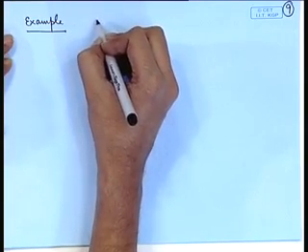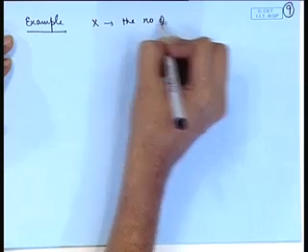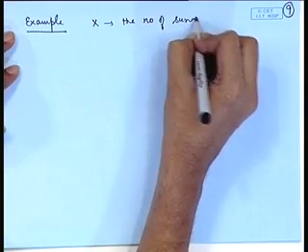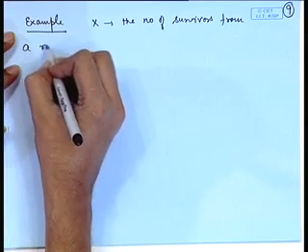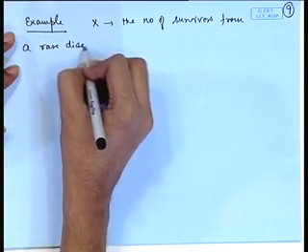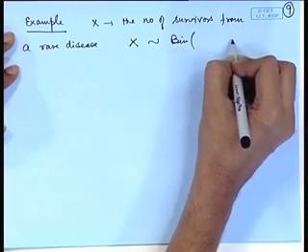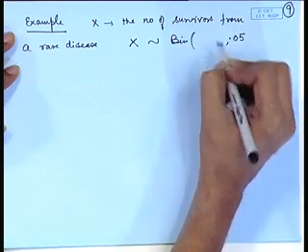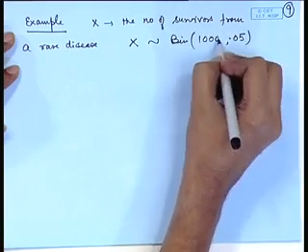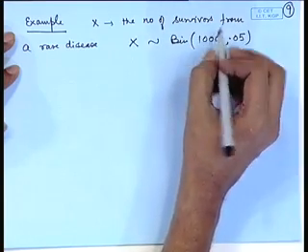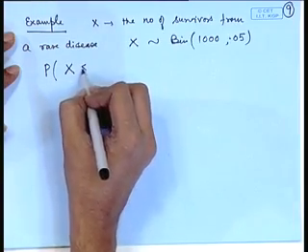So, let X denote the number of survivors from a rare disease. The probability of survival is say 0.05, and out of 1000 patients, what is the probability that say X is less than or equal to 5.